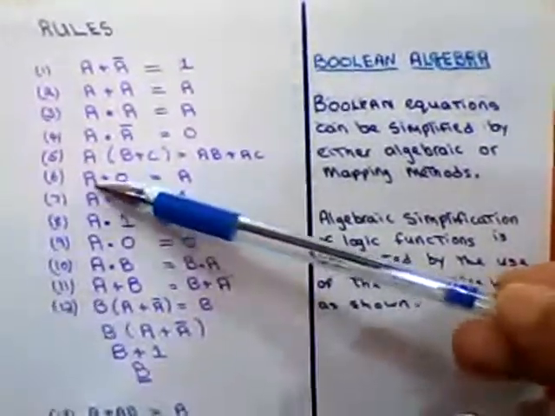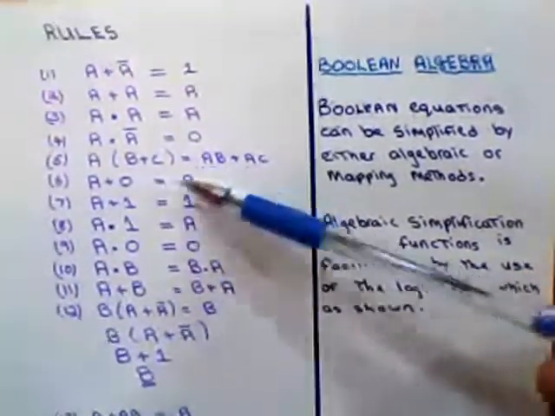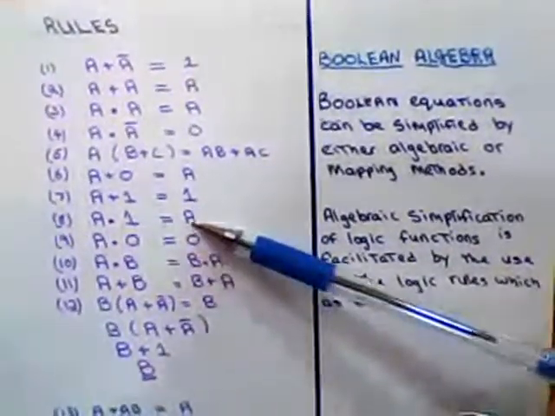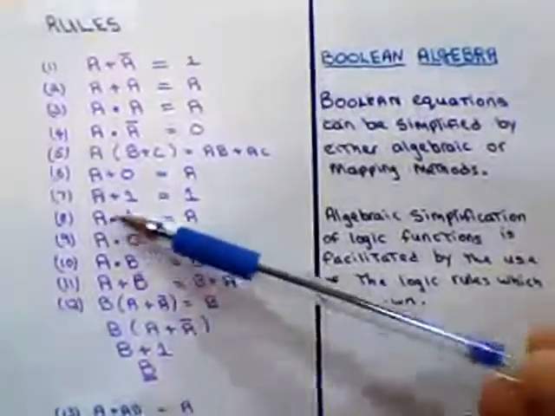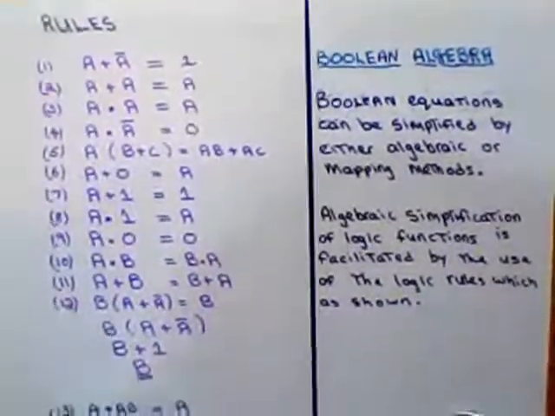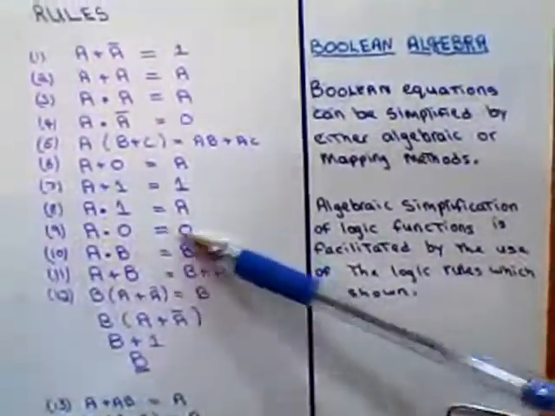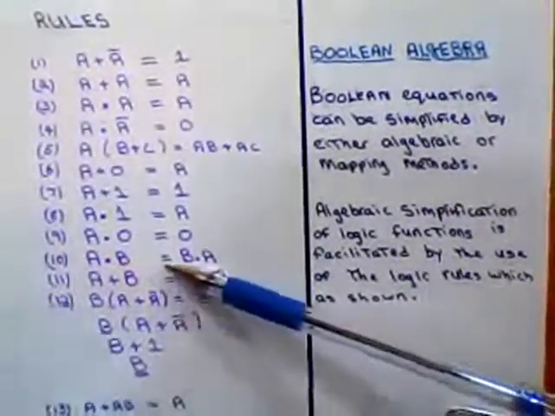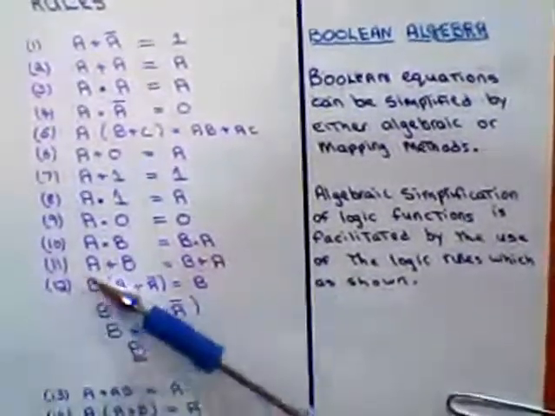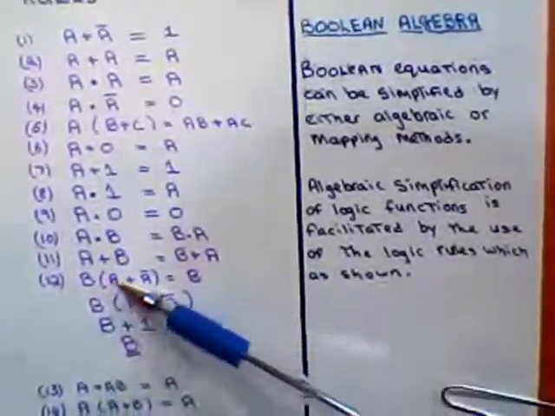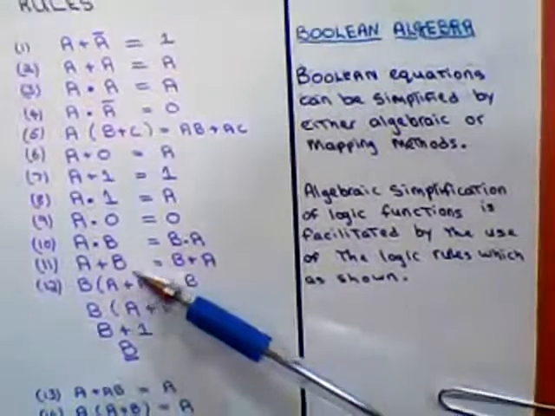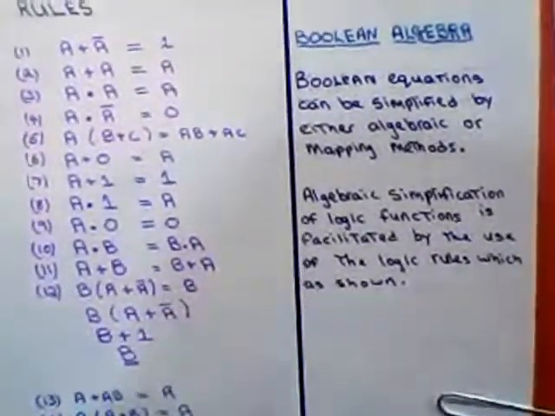A or 0 equals A. A or 1 equals 1. A and 1 equals A. So whatever the value of A is, as regards its binary or logic input, that's what the value will be, A. A and 0 equals 0. A and B equals B and A. A or B equals B or A. And B(A or not A) equals B.